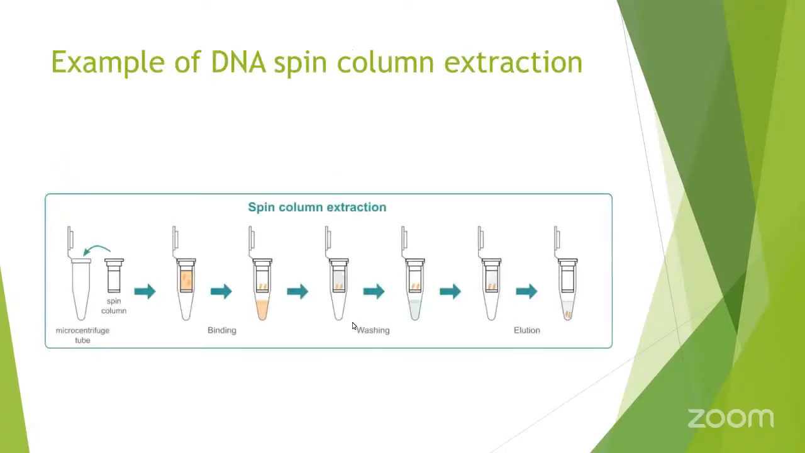This is an example of DNA spin column extraction. There is a flowchart you can see, members, colleagues. I think that diagram is clear for you to see what is happening in spin column extraction. You see that we have a microcentrifuge tube and a spin column. The procedure goes in that manner, whereby there is binding, there is washing, and finally elution.